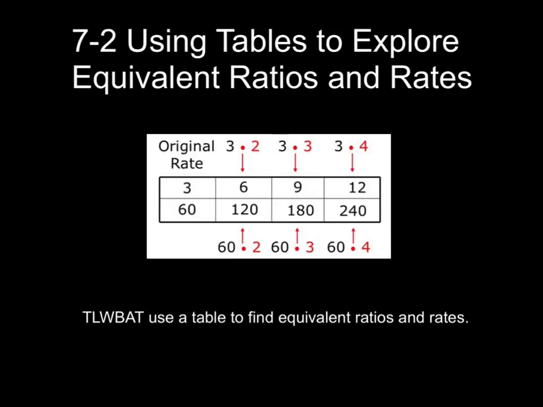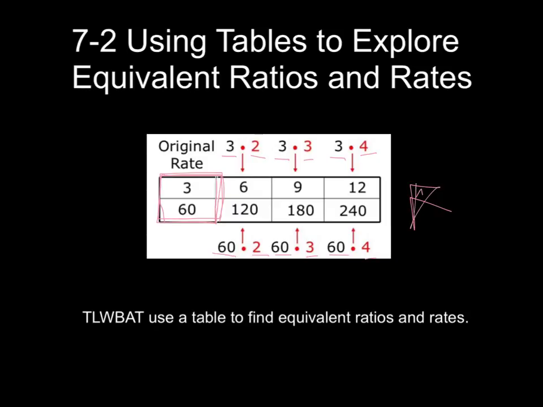So in our first two cells, we have our original rate. Remember with rates, we have like 3 miles per 60 minutes or whatever it might be. So then I would take my original rate, 3 and 60, multiply it by 2 and 2. My original rate, multiply it by 3. My original rate, multiply it by 4 to create my table.